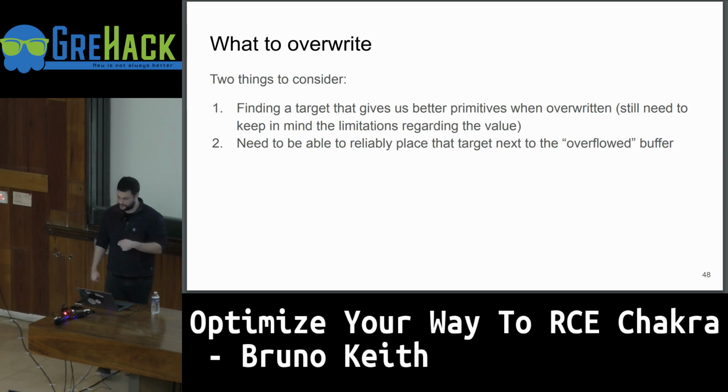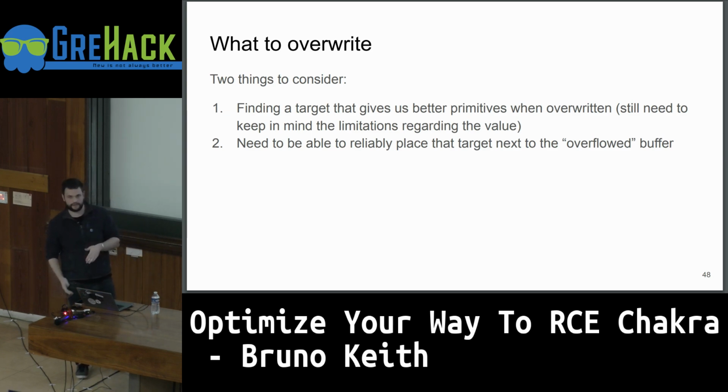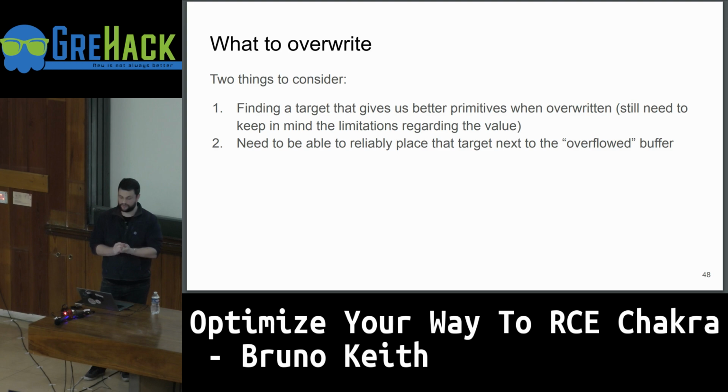So, next question, what to overwrite? Two things to consider. We want to find a target that gives us a better primitive when overwritten, because right now we can only write one value out of bounds. It's pretty limited. We're going to be able to compromise the thing, but we need to improve our primitives in order to gain more and more control over what we're doing. And for that particular target, we need to be able to place it reliably past the buffer, because remember, we don't control the allocator ourselves in JavaScript, so we need to make sure that whatever we want to overwrite, we actually place right after the buffer that's full.